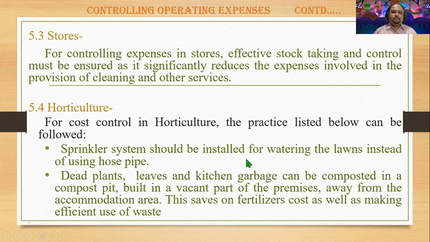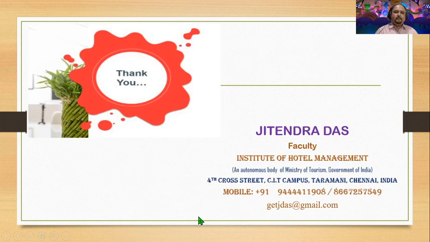Sprinkler systems should be installed for watering the lawns instead of using hose pipes. Dead plants, leaves, and kitchen garbage can be composted in a compost pit built in a back-end part of the premises away from the accommodation area. This saves on fertilizer cost as well as making efficient use of waste. So with this, we have discussed the points for controlling the operating expenses which can be practiced by the housekeeper.